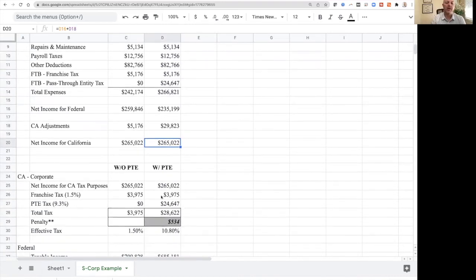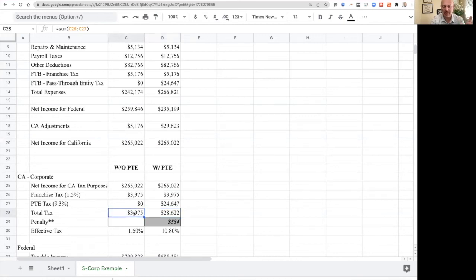But where the real benefit comes in is when he does his personal taxes on the corporate and his personal income taxes. So when we do the California corporate tax, we take the total net income for California purposes, multiply that by the 1.5%, which is the same had he chosen not to do it. Then he has to pay an additional 9.3% tax, which is at 24,647. That brings his total tax liability to 28,622, which is a lot higher than had he not chosen to do the pass-through entity tax.